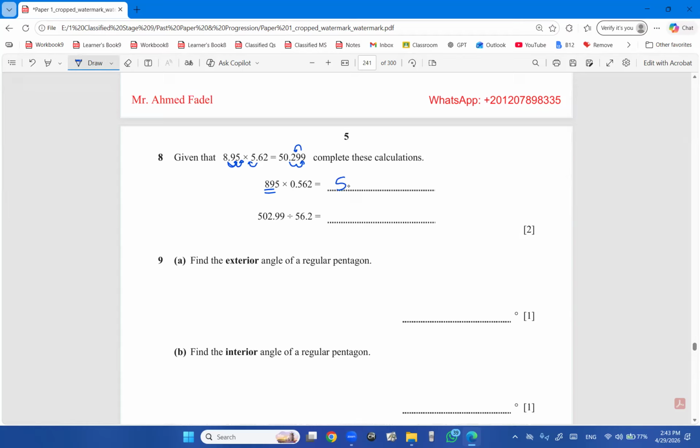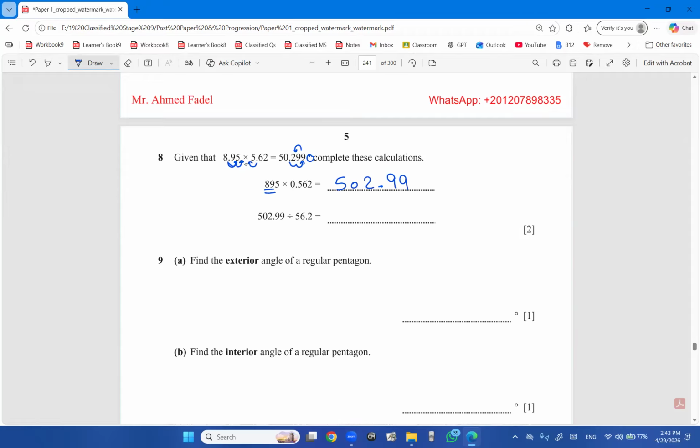So it is 502.99. Or in other words, you can also say that this is the same as 50.2990. Why? Because I needed 4 decimal places in my answer, and they provided only 3 decimal places, which shows that the last digit here was a 0, but they eliminated it.